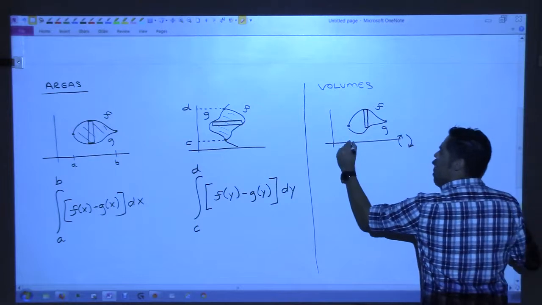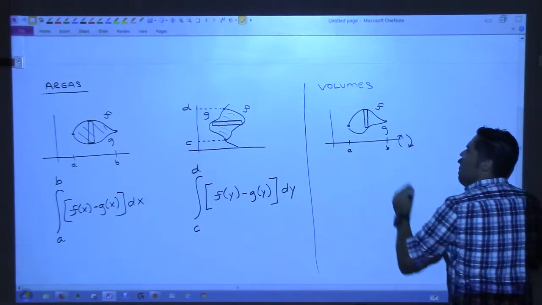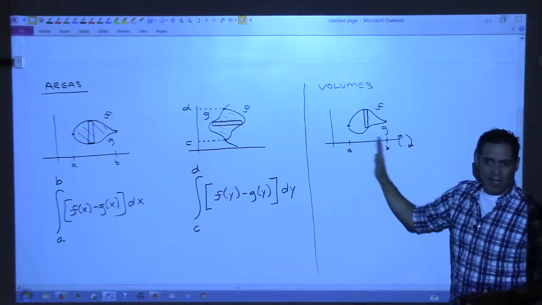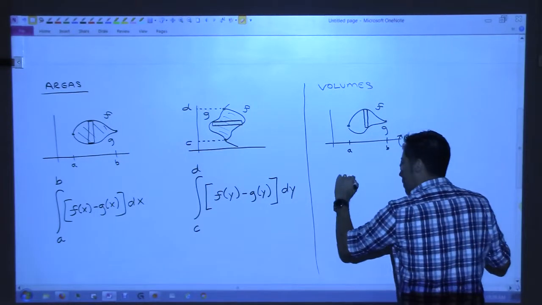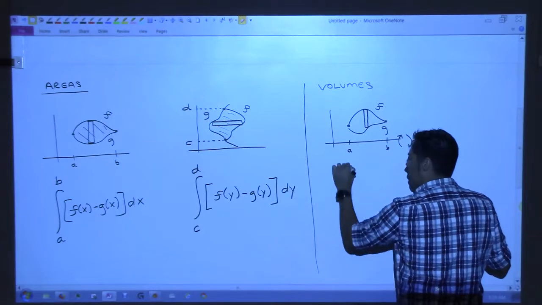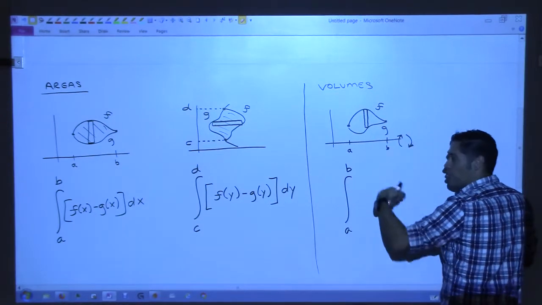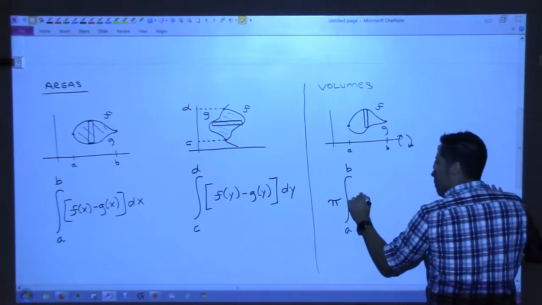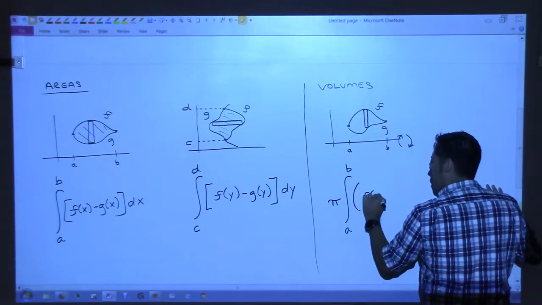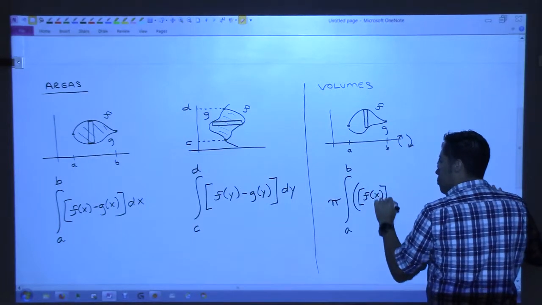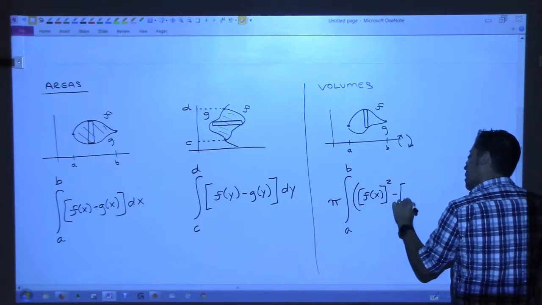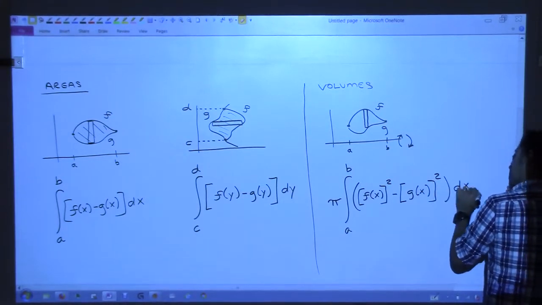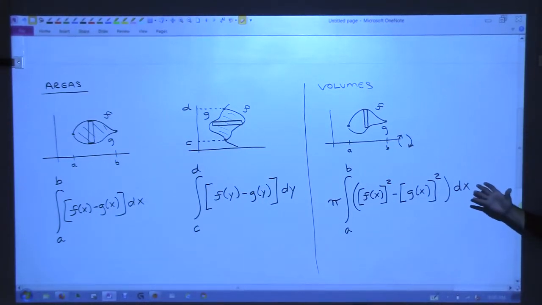We still are going to integrate from A to B, because what we're doing is allowing our rectangle to move left and right between A and B. So we add them up from A to B, but because of the shape of the washer, we have to include a pi out here. We've got to put the top function squared minus the bottom function squared, and then dx. So this is all review of what we've done, right?